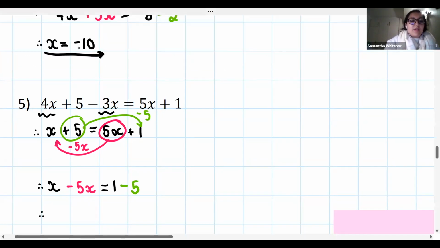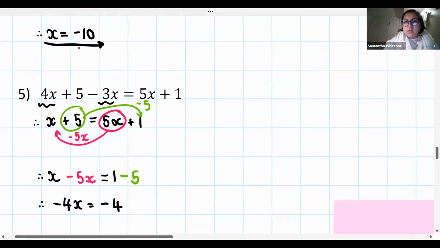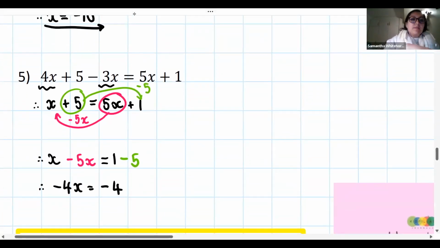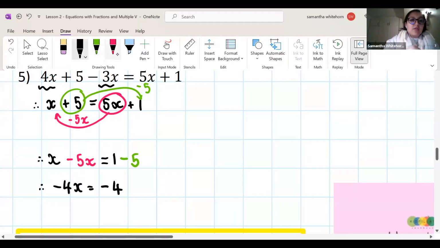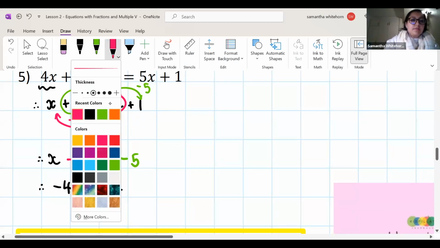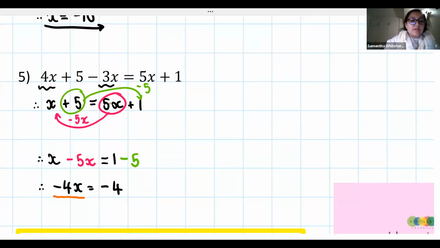X minus 5x is negative 4x. And 1 minus 5, negative 4. Now you can probably sort of solve it from there, but so we can see the operations, or the inverse operations rather. I don't like the negative 4 in front of the x, so I'm going to divide both sides by negative 4. That gets rid of the negative 4, so I'm sorted.